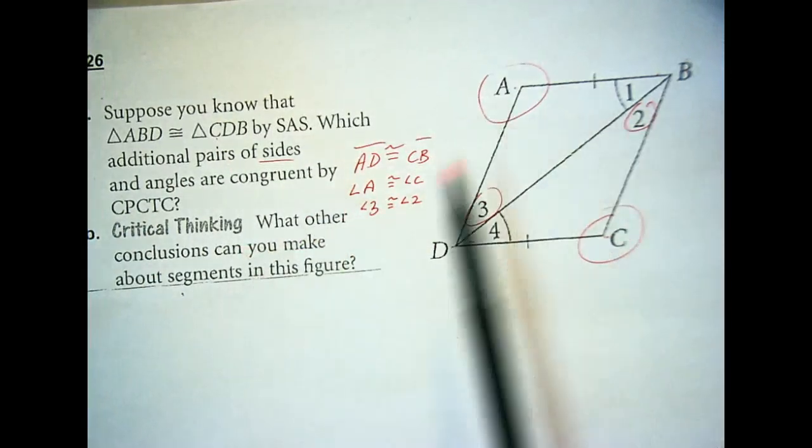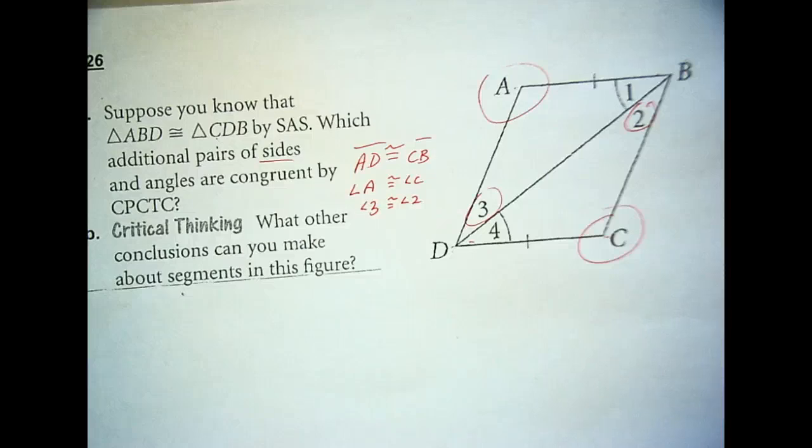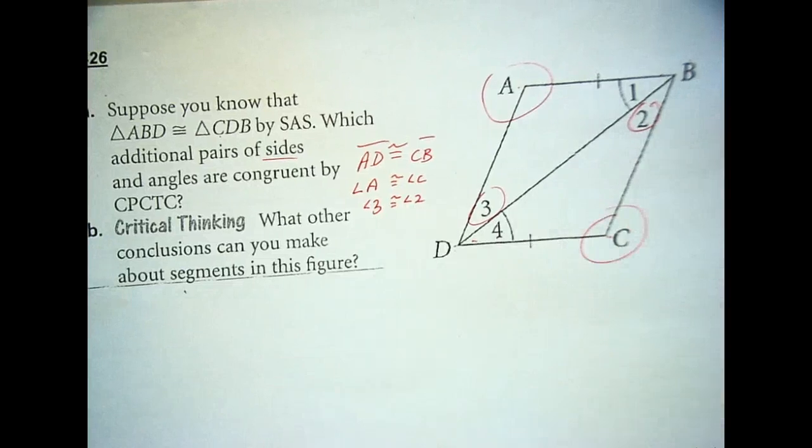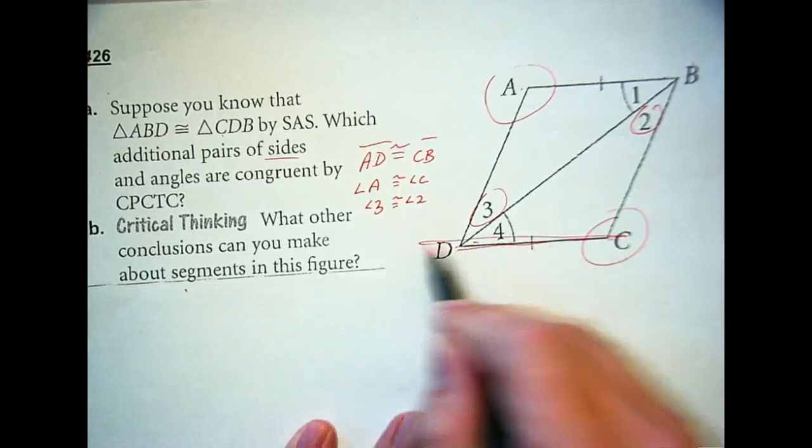What other conclusions can you make about the segments? What else can we say, Chase? DB is congruent to BD. Okay. DB is congruent to BD by reflexive. Okay, also CPCTC, I guess. Any others? No others. What do we know about this line and this line?